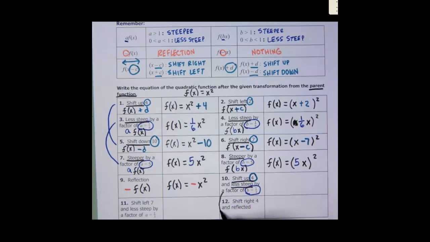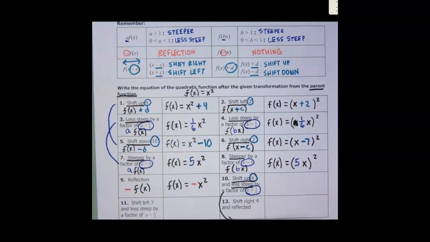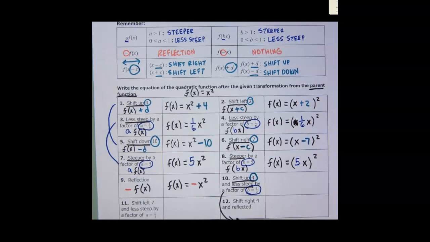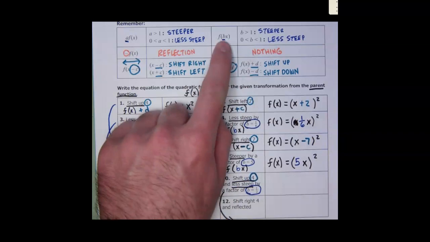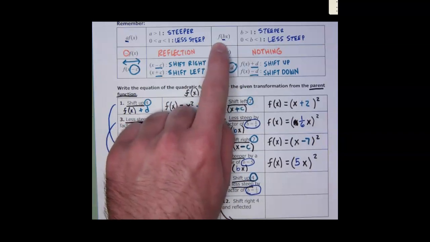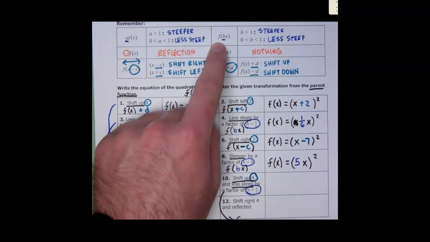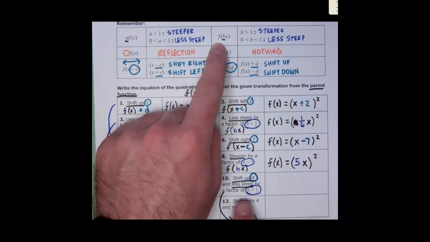Put an arrow right here. This is what's going on in this one. Let's break it down. It says, first of all, I need a shift up 4, but then I need less steep by a factor of b equals 1/2. So I know I'm going to need to use less steep b, so I'm going to need to use f of bx. So I'm going to go ahead and write that one. F of bx. Okay, that's my less steep by a factor of 1/2.